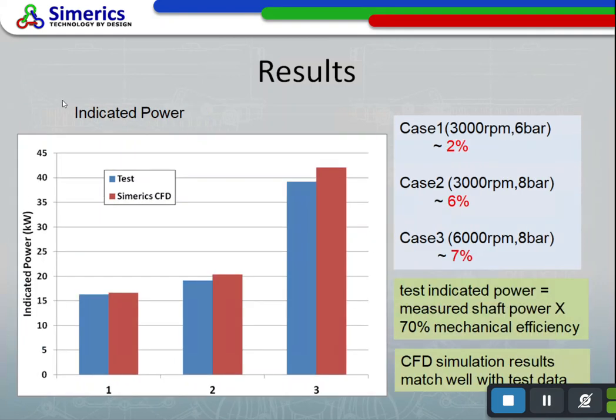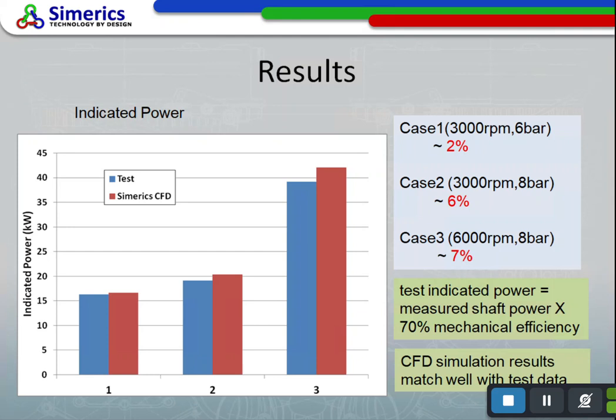Next, I'm going to discuss the indicated power. Similarly, the blue bar indicates the test data, and the red bar indicates the Simerics MP+ results. For case 1, the CFD results are overpredicted about 2%, and for case 2, the CFD results are overpredicted roughly about 6%, and for case 3, also overpredicted roughly about 7%.